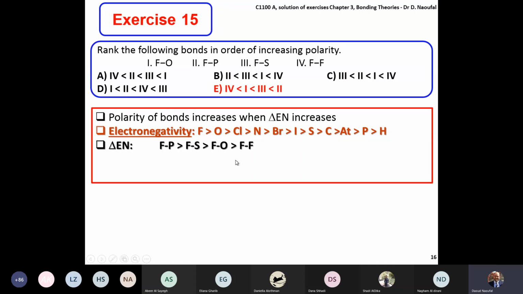So the most polar bond is FP, and the least polar bond is FF, which is 100% covalent. The polarity increases in the same order as the difference of electronegativity. So the polarity of FP is greater than FS, greater than FO, greater than FF. So the polarity increases in the following order: 2 greater than 3, greater than 1, greater than 4, or 4 is less than 1, less than 3, less than 2. So the correct answer is E.